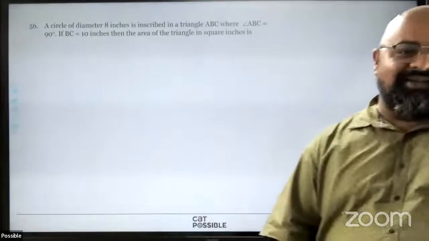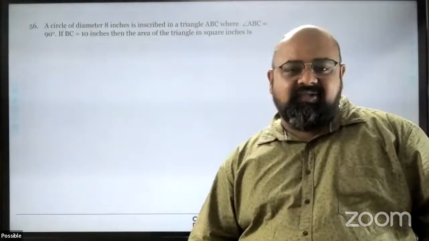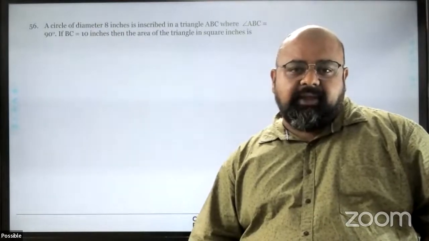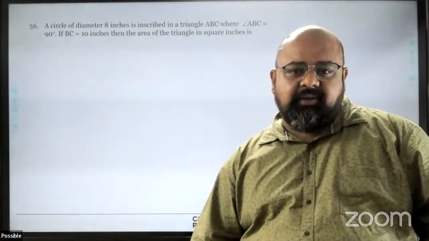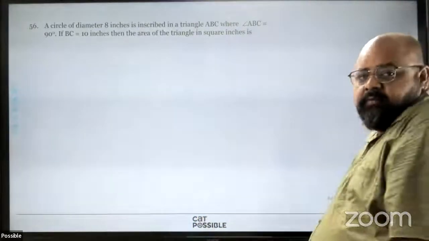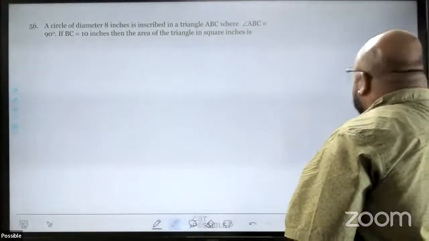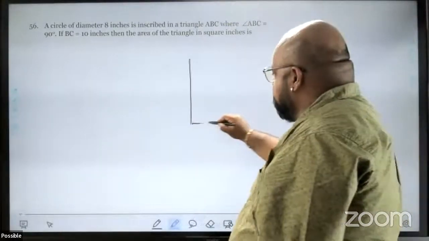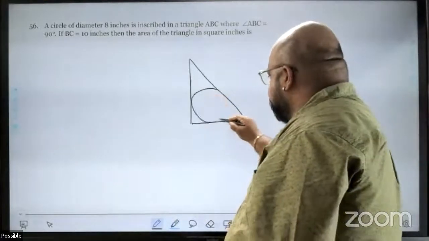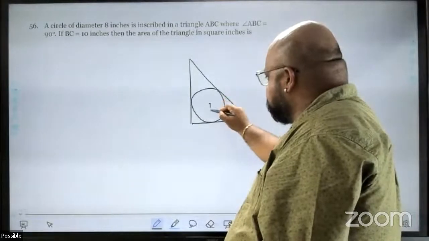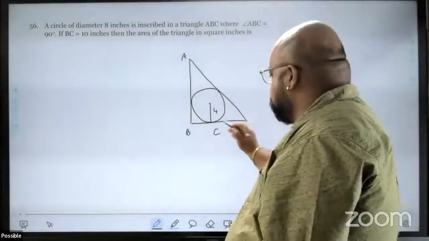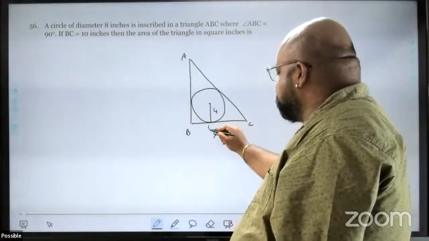Okay, geometry. A circle of diameter 8 inches is inscribed in a triangle ABC, where angle ABC is 90 and BC is 10. The base is given, it's a right angled triangle. We have to find the area of the triangle. This is the triangle that I have. There is a circle inside this. The radius of the circle is given to be 4. This is B, this is A, this is C, and BC is given to be 10.